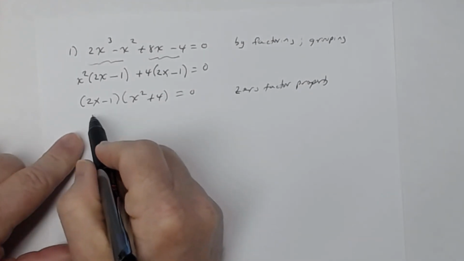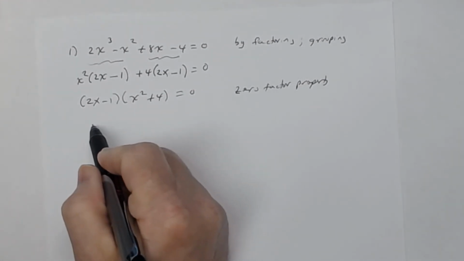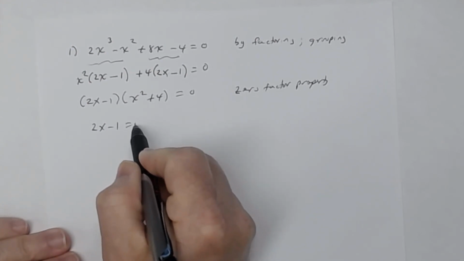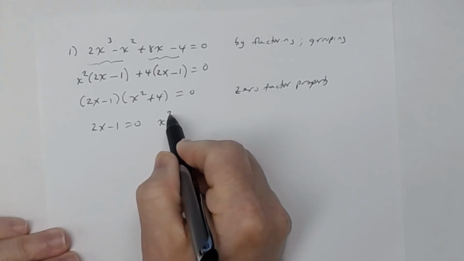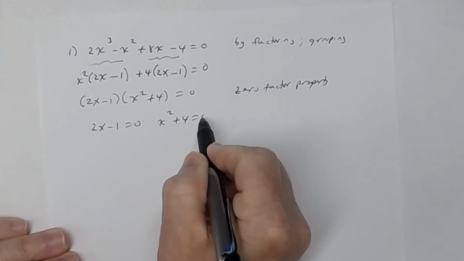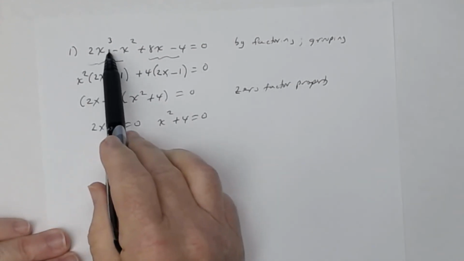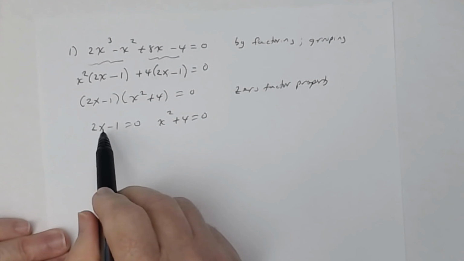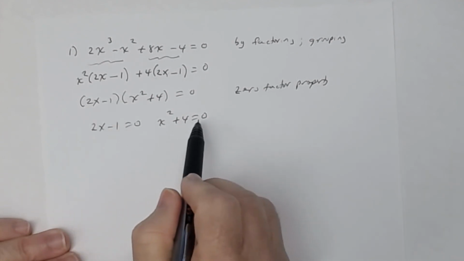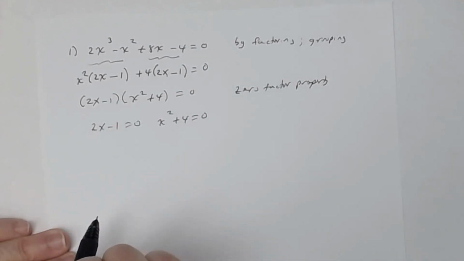So now what we're going to do is we're going to set each of those equal to 0. So I get 2x minus 1 equals 0, and then x squared plus 4 equals 0. And so notice I went from a cubic equation to a linear equation and a quadratic equation.